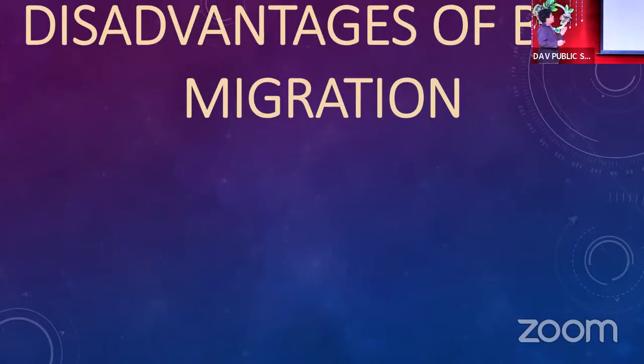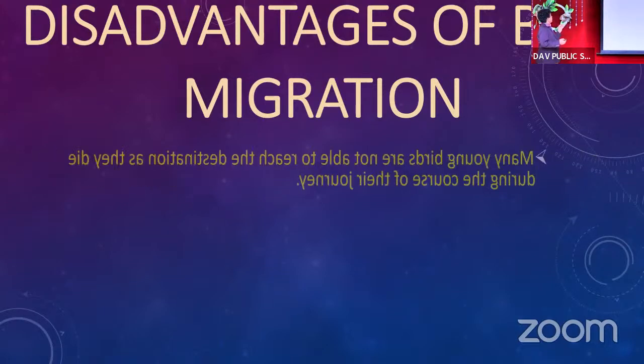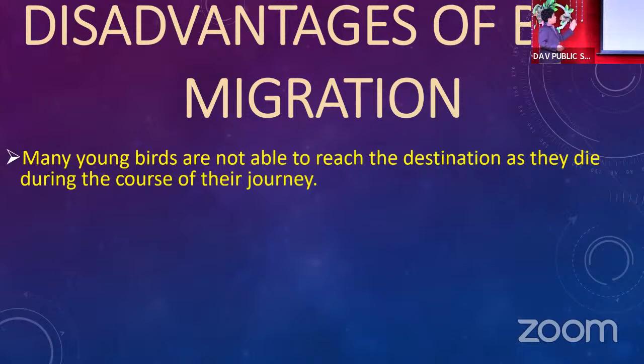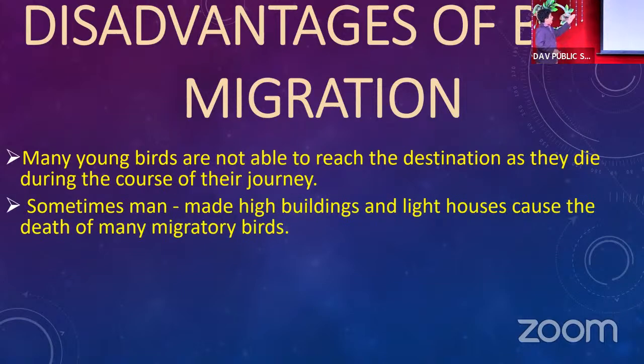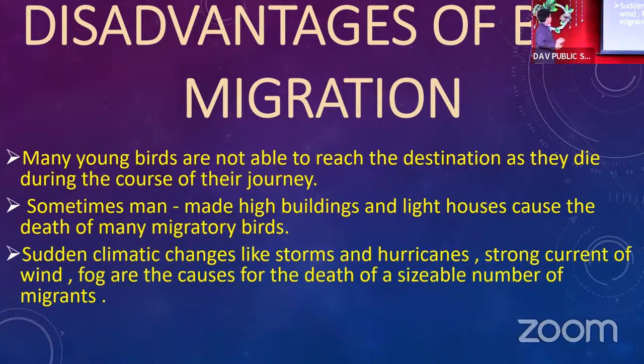Now comes the disadvantages of bird migration. Many young birds are not able to reach the destination as they die during the course of their journey, as their body can't permit that long distance journey. Sometimes man-made high buildings and lighthouses cause the death of many migratory birds. Means they get hit by that man-made high buildings and lighthouses and they die. Sudden climatic changes like storm, hurricanes, strong winds, strong current of wind, fog are the causes for the death of a sizable number of migrants.